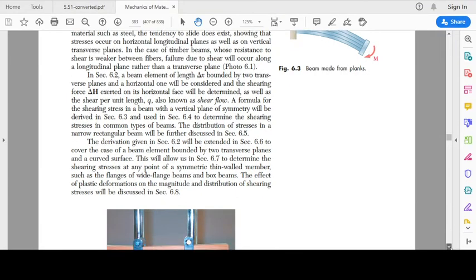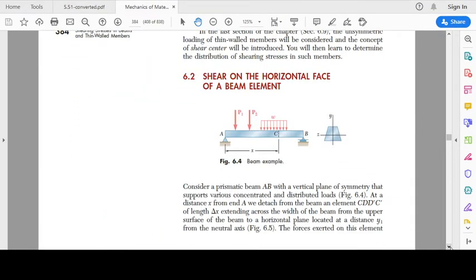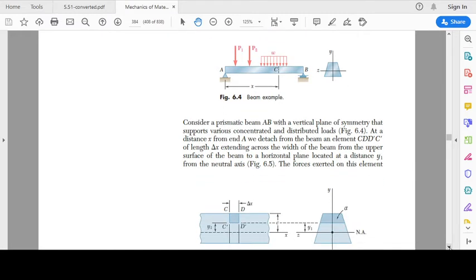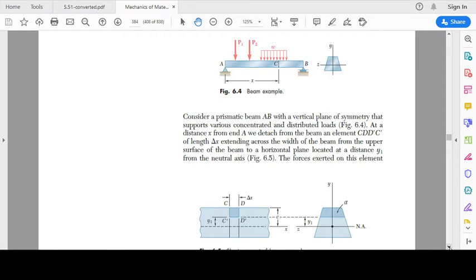Now we consider a beam segment of length delta x. Say we have this beam, this is the length of the beam, and this is the cross section. The cross section is going to be the yz plane, the y-axis is vertical, this horizontal axis is z, about which bending is going to take place. Now we consider a segment of this beam of length delta x. We consider this small segment of the beam, and we want to know what is going to be the horizontal shear stress acting at this section C prime D prime, at this horizontal fiber. What is going to be the shear stress acting on this?